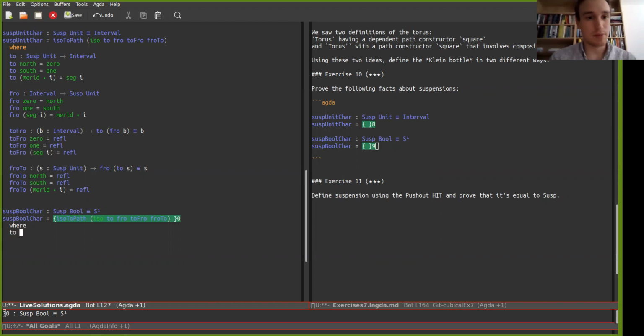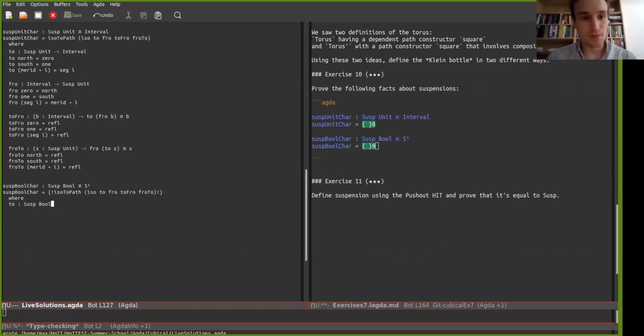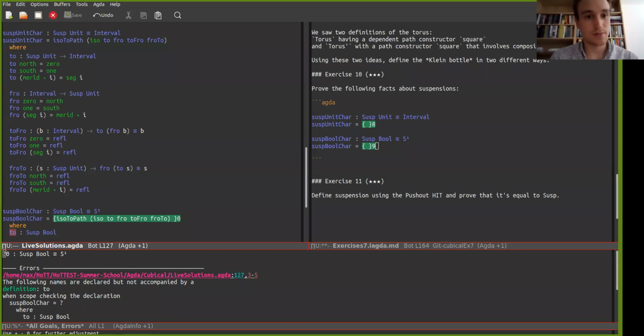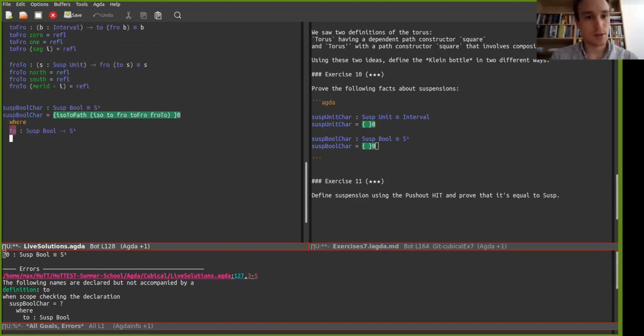Okay, let's do the maps. The to map goes from suspension of Bool... Right, the mode stopped working. The to map. One. Two of...?